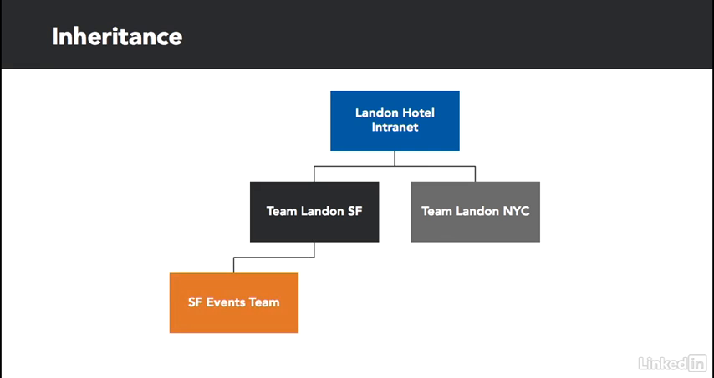We've also created a new site for the San Francisco events team, and I did it the same way. I inherited the permissions from Team Landon San Francisco, and if we were to create the site for the facilities team, we would do the same thing, at least initially. And then each of these sites have libraries. Each of these sites have lists. So the question is, is it really appropriate for me to inherit the permissions for all of these sites and for all of the lists and libraries within these sites?